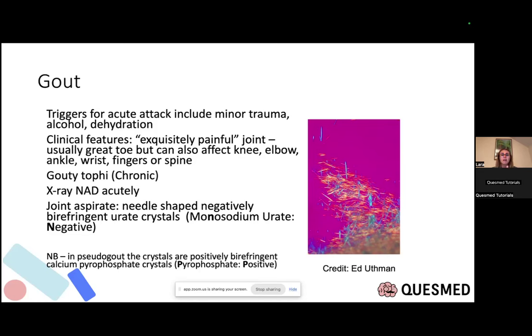We've talked a little bit about the clinical features. It's usually an oligoarthritis, usually the first MTP joint, but you can also get it in the knee, elbow, ankle, wrist. They can also happen at times of stress, when you can have a gout flare. X-rays are not that useful. If you've got a red hot swollen joint, it's clinical examination and you're probably going to tap it, with or without ultrasound. And we've talked a little bit about pseudogout and the crystals as well.